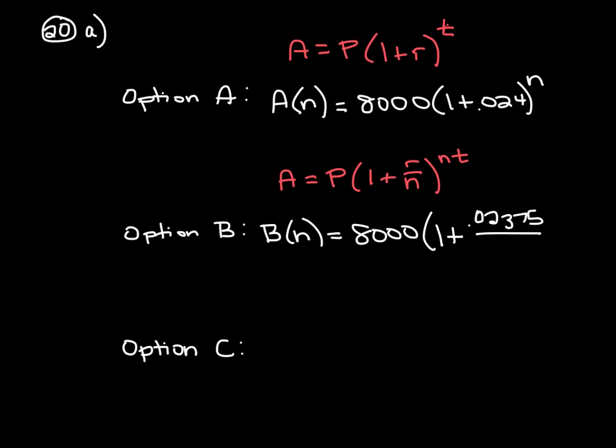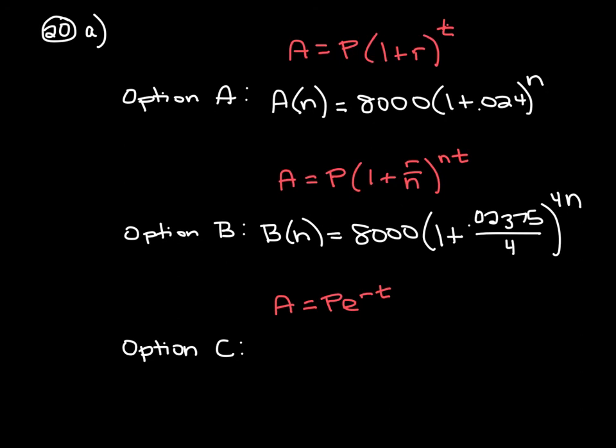And n stands for the number of times a year that it's being compounded, that it's collecting interest. So it's compounded quarterly. Quarterly means 4 times a year. So I'm going to replace the n with a 4. So we'll replace this n up here as well with a 4. And t, they want us to call the time. They want us to use that in terms of n, so we're going to put an n right there. And then finally, option C will pay him 2.35% compounded continuously.